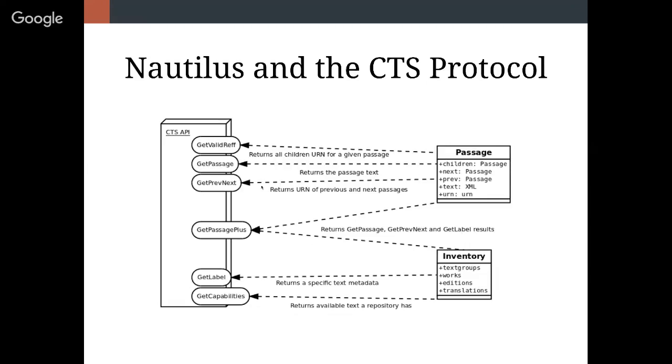You can request a particular passage and get that text back in XML, as well as information like, well, what's the URN of the previous passage or the next passage, so you can paginate through the passages. And you saw that already in the demo when we were paging through the passages. We were able to do that because we knew what URN to request when somebody wanted to go to the next page. That information was all provided by Nautilus using the CTS protocol.